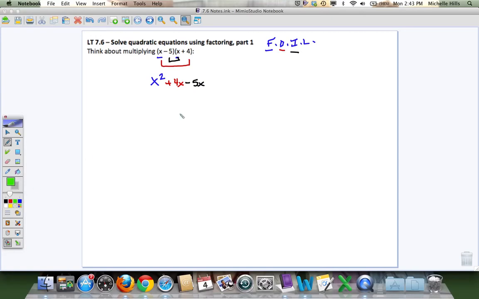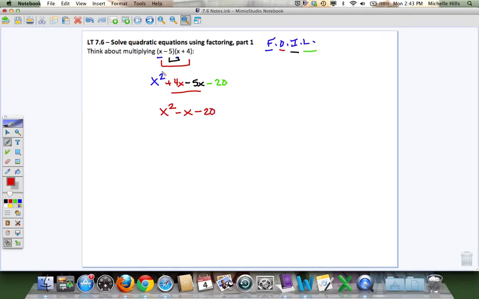And then last but certainly not least is L for last. Negative 5 times positive 4 gave me negative 20. Once I finished with that, I went and I looked for any like terms, and I found negative 5x plus 4x. So my final answer was x squared minus 1x, which I would just write as minus x, minus 20.